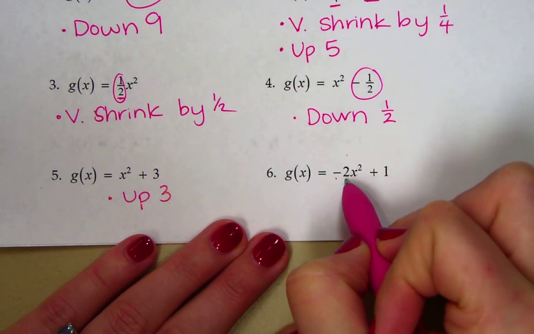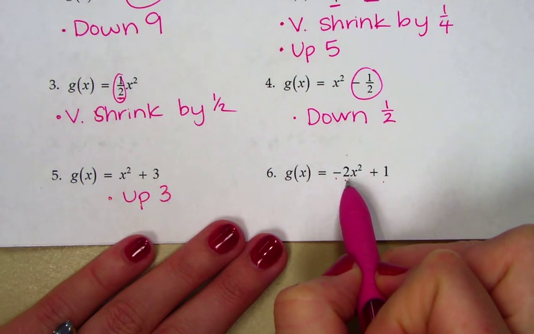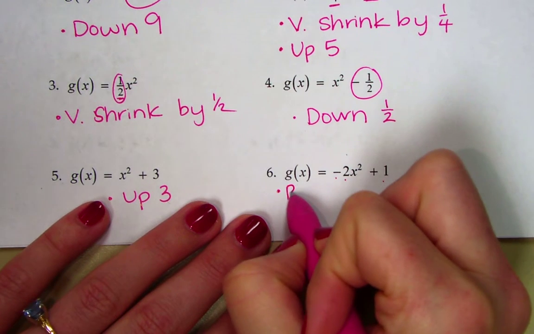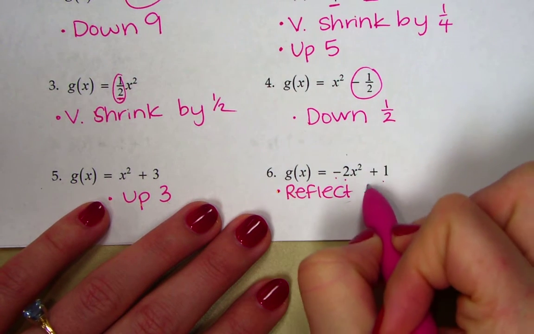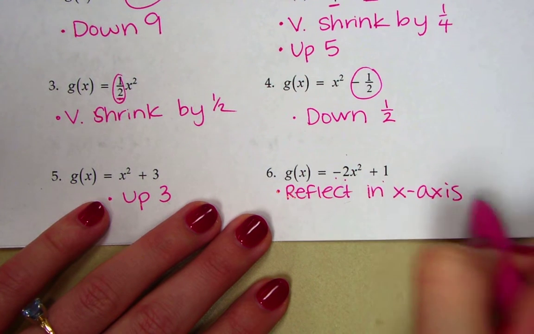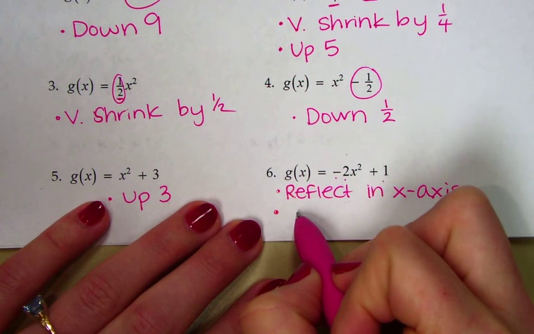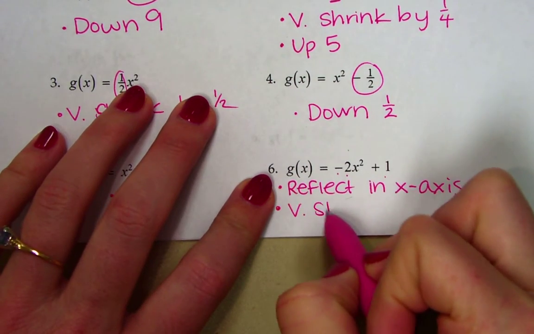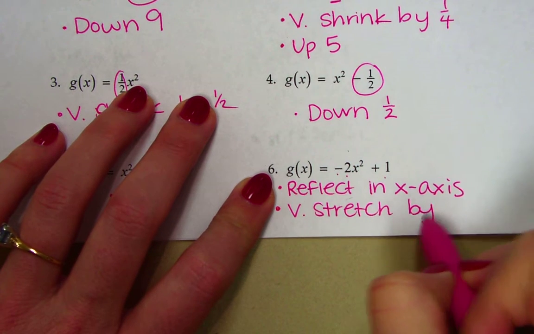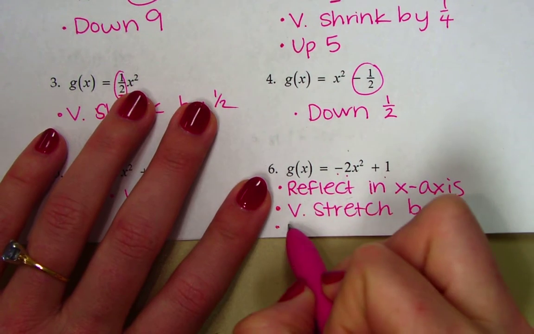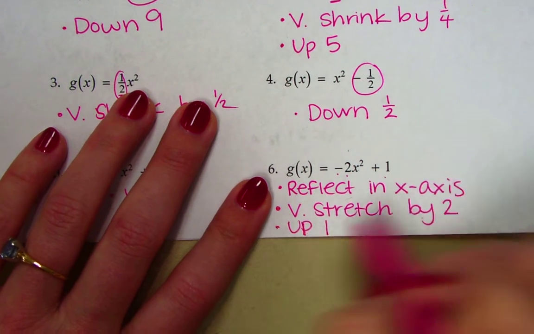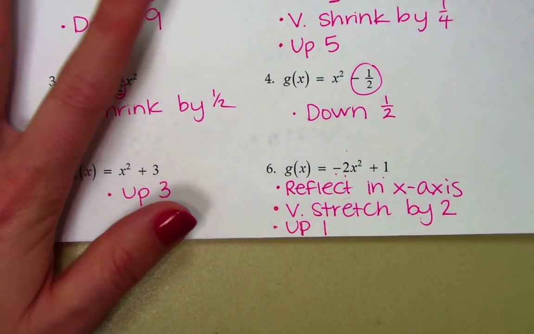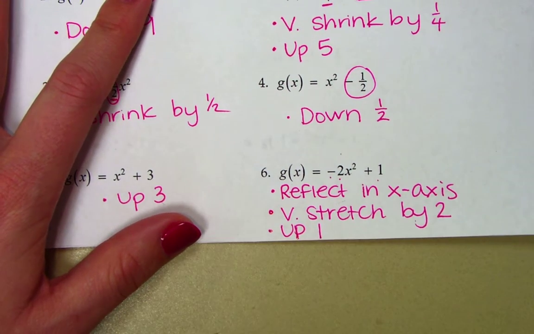And 6 has 1, 2, 3 things. Remember that the negative and the 2 actually do 2 separate things. A negative outside or with no parentheses reflects in the x-axis. And the 2 itself would be a vertical stretch, okay, which means it's going to stretch it out and it's going to get skinnier. Okay, so vertical stretch by 2. And the third one is up 1. Okay, so this one, it'll reflect downward, it'll get skinnier and move up 1, up the y-axis 1 unit.